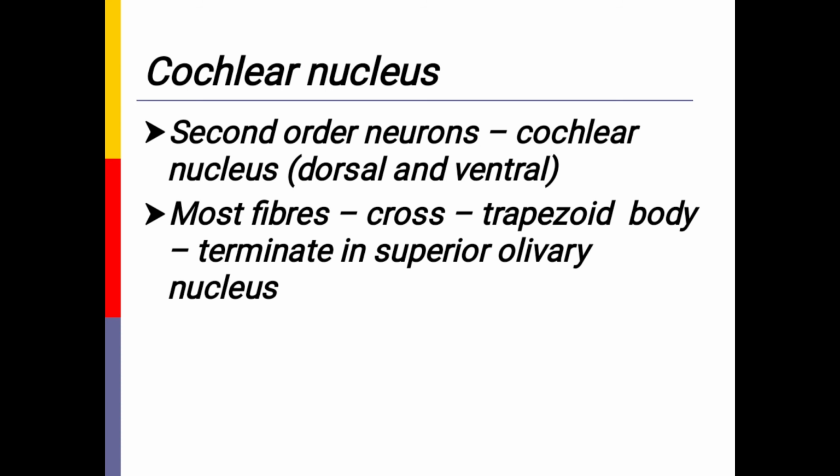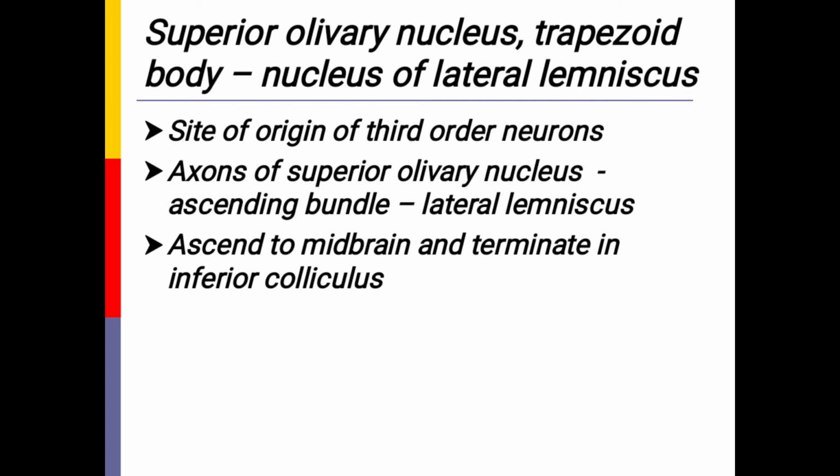There are two cochlear nuclei, one dorsal and the other ventral, present in the medulla. Most of them cross to the opposite side, but some fibers remain uncrossed. The crossing fibers of the two sides form a mass of fibers called the trapezoid body. Superior olivary nucleus is the most common site of origin of the third order neuron. Sometimes it can arise from the trapezoid body nucleus or nucleus of the lateral lemniscus. Axons of the superior olivary complex ascend as the lateral lemniscus bilaterally to the inferior colliculus.